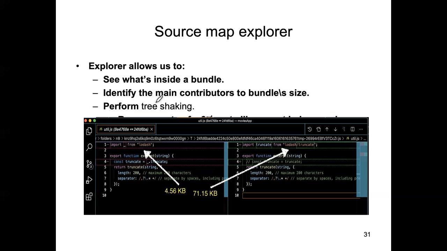Now, I did say earlier on that we really don't have any influence over the bundle that contains the node modules code, but in fact we do, because what we can do is perform this thing called tree shaking on third-party modules if the third-party module actually supports tree shaking. Now, what is tree shaking? The idea is, and I'm showing you an example of it down here, maybe.